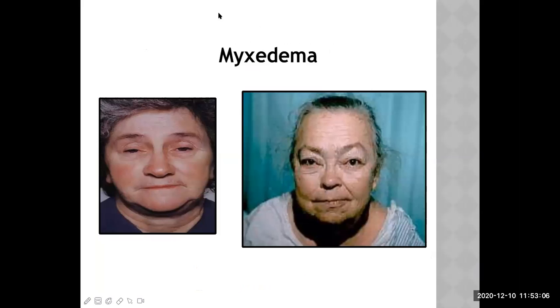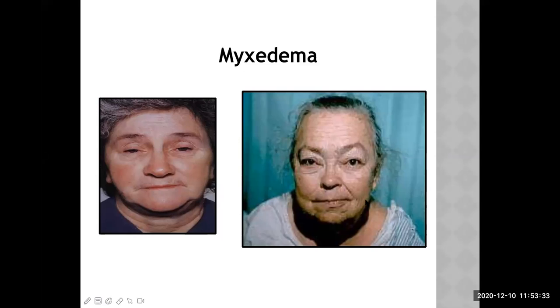Now let's see some pictures here. What can you see on this picture? Can you explain this? What can you see here? Sir, there is periorbital edema, sir. Very good. Puffiness of the face. Very good. So you already picked the important finding. There is puffiness of the face.